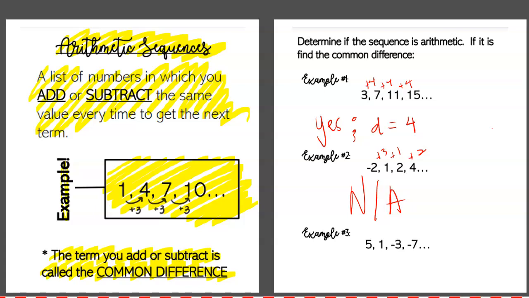Example 3. 5, 1, negative 3, negative 7. So I ask myself, how do I get from 5 to 1? 5 minus 4 is 1. 1 minus 4 is negative 3. Negative 3 minus 4 is negative 7. So I'm subtracting 4 each time. So yes, this is arithmetic, and my common difference is negative 4. Positive tells me I'm adding. Negative tells me I am subtracting.